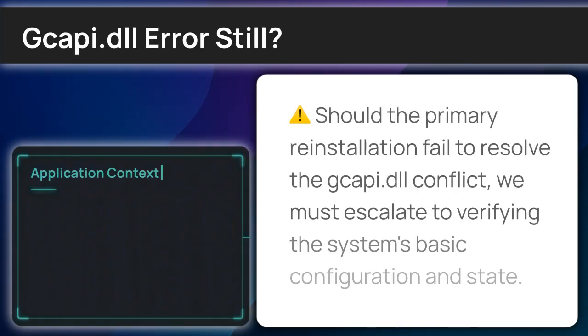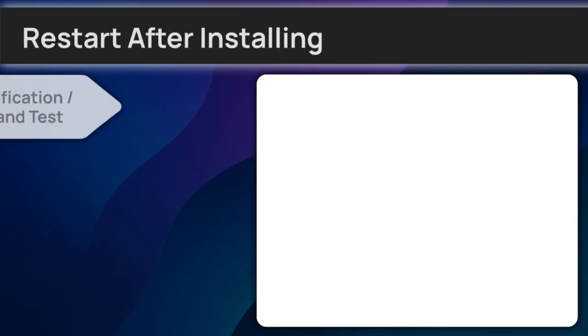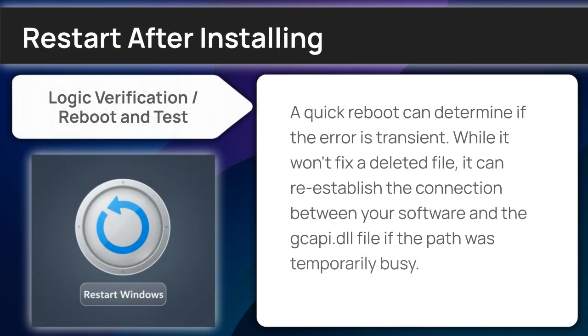In cases where the official installer remains ineffective, we must escalate to a manual review of your system's active runtime state. A full system restart ensures that no background processes are currently locking the Gcapi file. A fresh boot allows Windows to reinitialize its library map from a clean state.